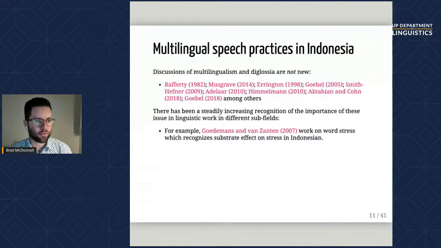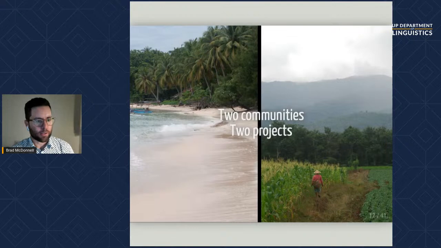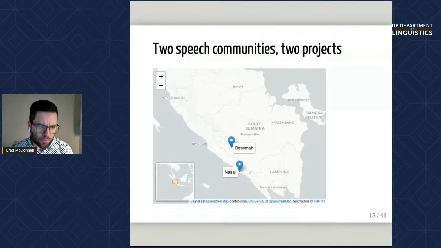So let's now turn to two communities, two projects. I've worked in these two communities, the Busuma community, both spoken in Southwest Sumatra. They're about 5 or 6 hours by car from each other. It's not an easy road, but it can be traveled.